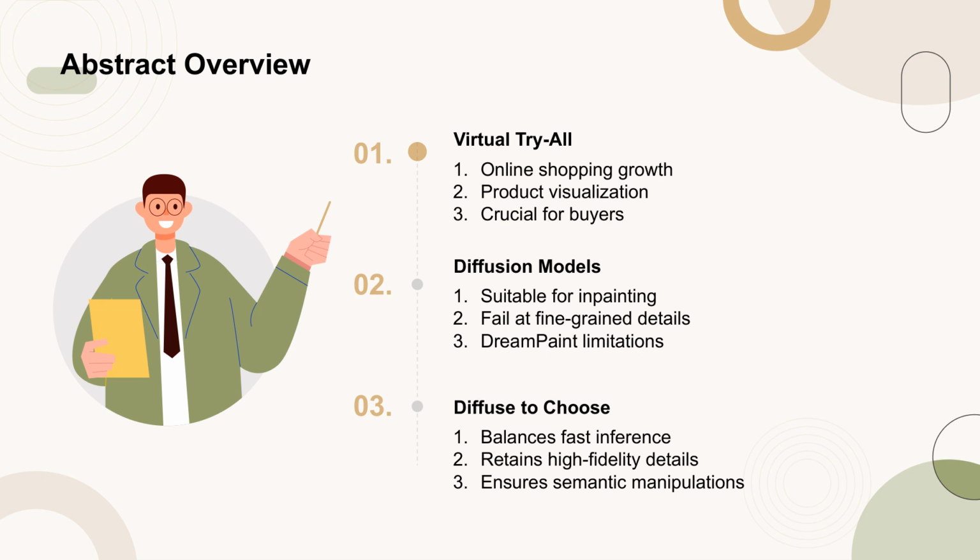The paper introduces Diffuse to Choose, a novel model that efficiently balances fast inference with high-fidelity detail retention and accurate semantic manipulations. This approach incorporates fine-grained features from reference images into the diffusion model's latent feature maps, using a perceptual loss to further preserve details. Extensive testing shows that Diffuse to Choose outperforms existing zero-shot and few-shot diffusion inpainting methods.